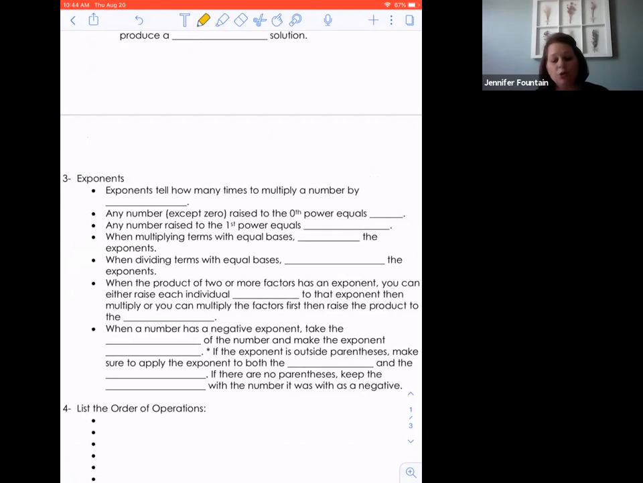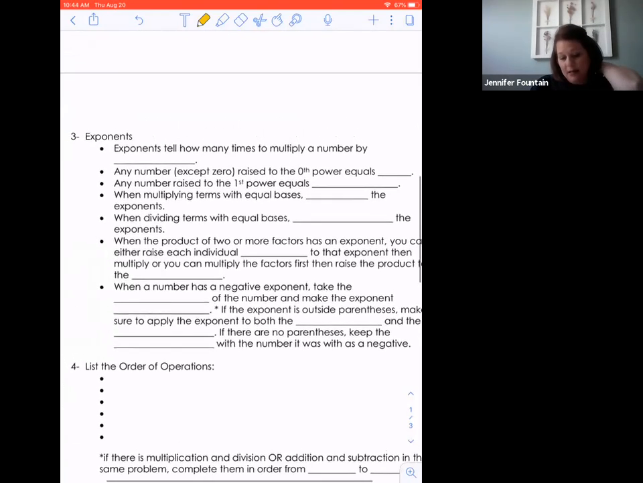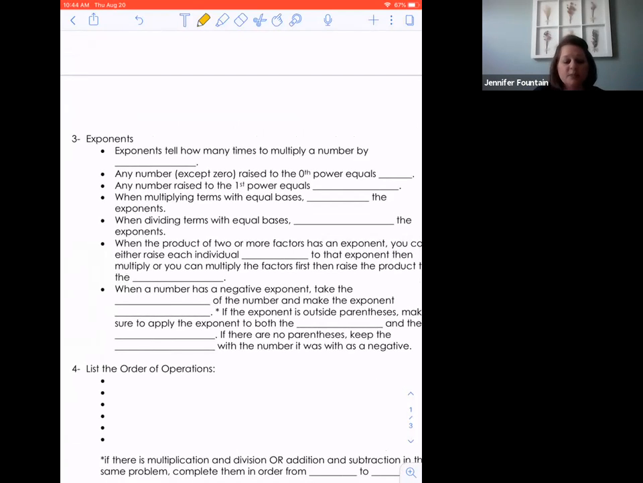Moving on to lesson 2, we were dealing with exponents. Lesson 2 will correspond with number 3 on your study guide. We've learned that exponents tell us how many times to multiply a number by itself. The number that we are multiplying is called the base, and how many times we multiply it is the exponent. Any number to the 0 power is equal to 1. Any number to the first power is itself. If I'm multiplying like bases, I add the exponents. If I'm dividing like bases, I subtract the exponents.